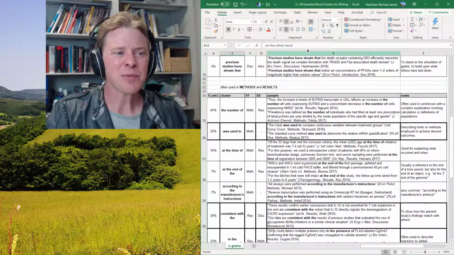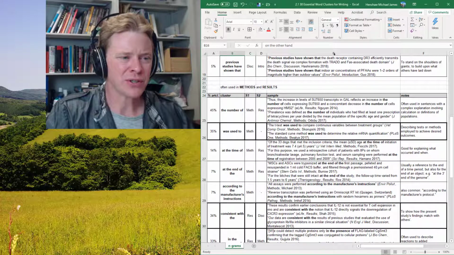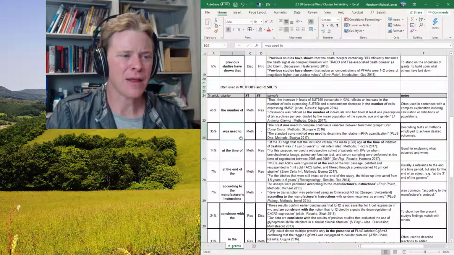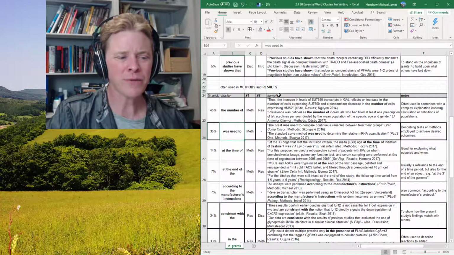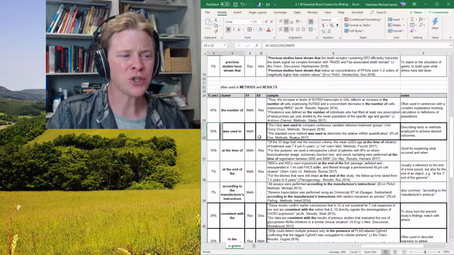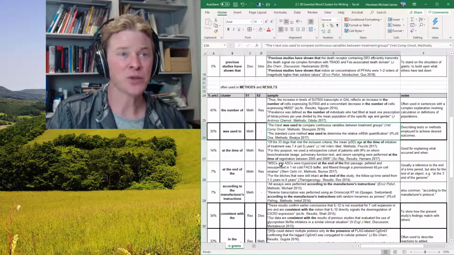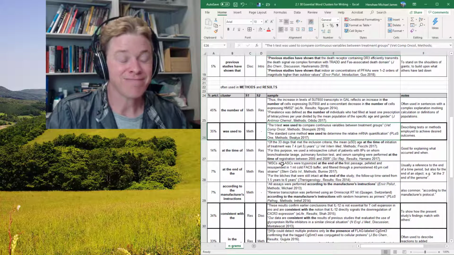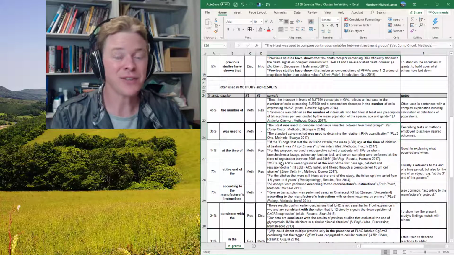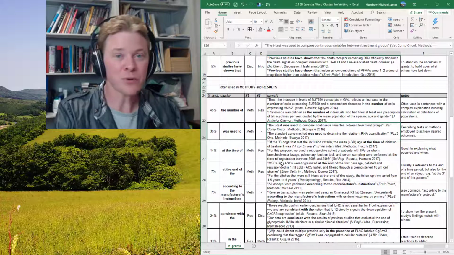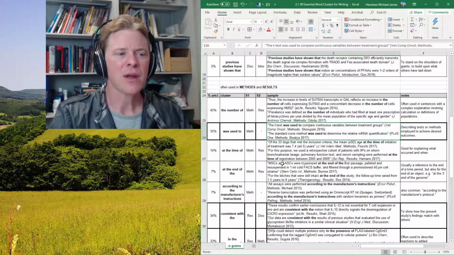Let's move on to the methods and results section. I just highlighted one from the methods, which is "was used to". And that's probably for the same reason as "we found that". It's really just fine to use a simple verb like use.